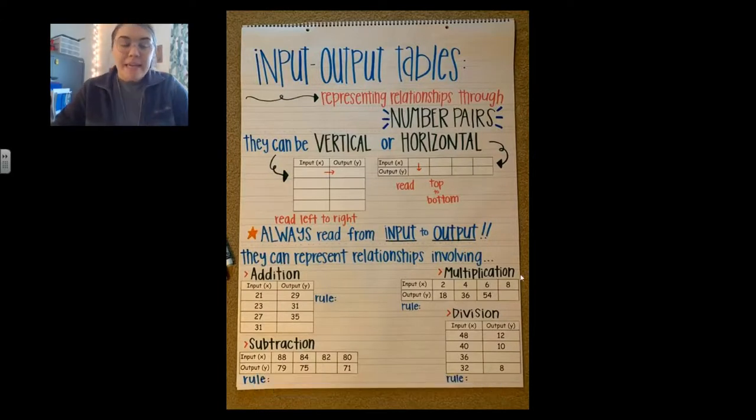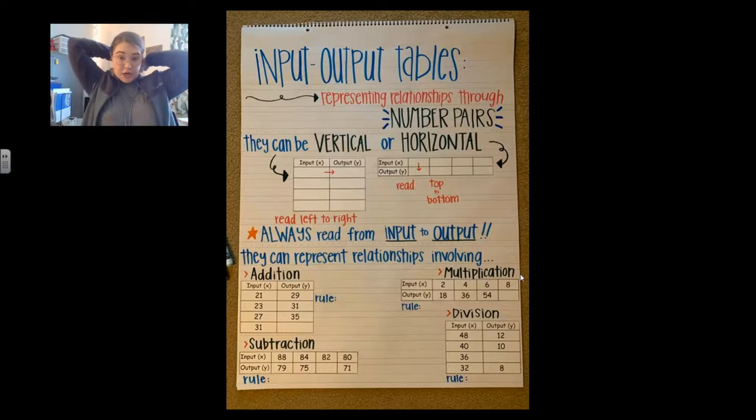We are going to be talking about input-output tables and how to solve problems involving input-output tables. So to begin with, let's talk about what input-output tables actually are. They represent relationships through number patterns, and we use input-output tables for conversions. We use input-output tables for adding, subtracting, multiplying, and dividing. We have used input-output tables a lot this year.